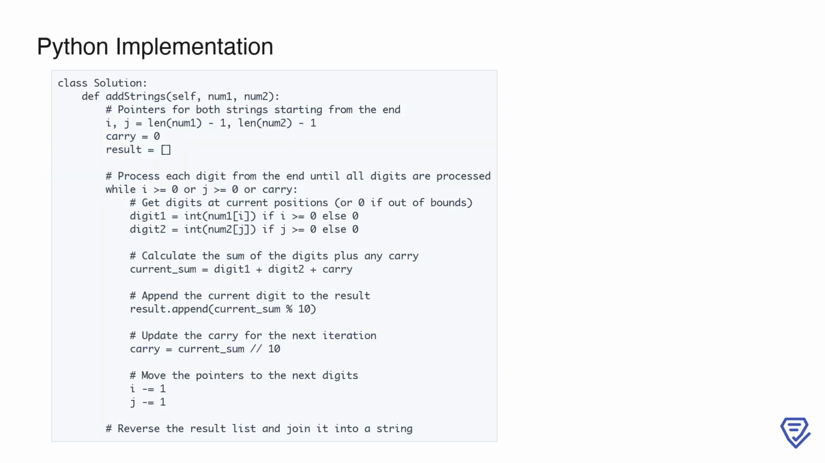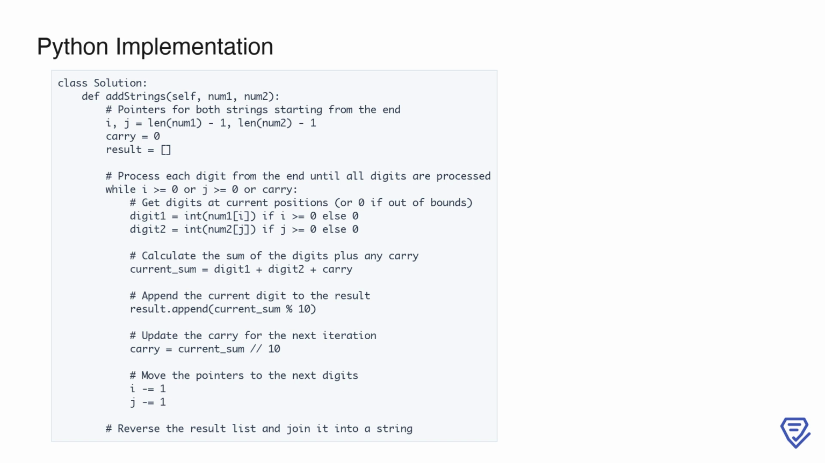Here, we begin by defining the addStrings function inside our solution class. This function takes two input strings, number1 and number2, which represent large non-negative integers. Since we're working with strings, we can't directly use arithmetic operations, so we'll process the digits from the least significant to the most significant. To do this, we initialize two pointers, i and j, to point to the last characters of number1 and number2, respectively.